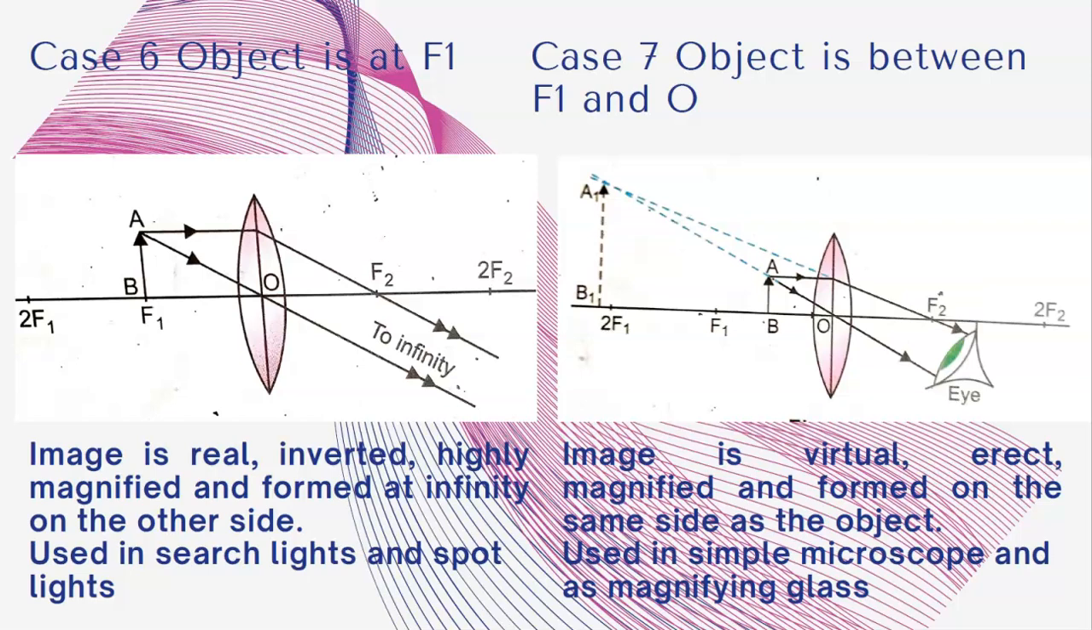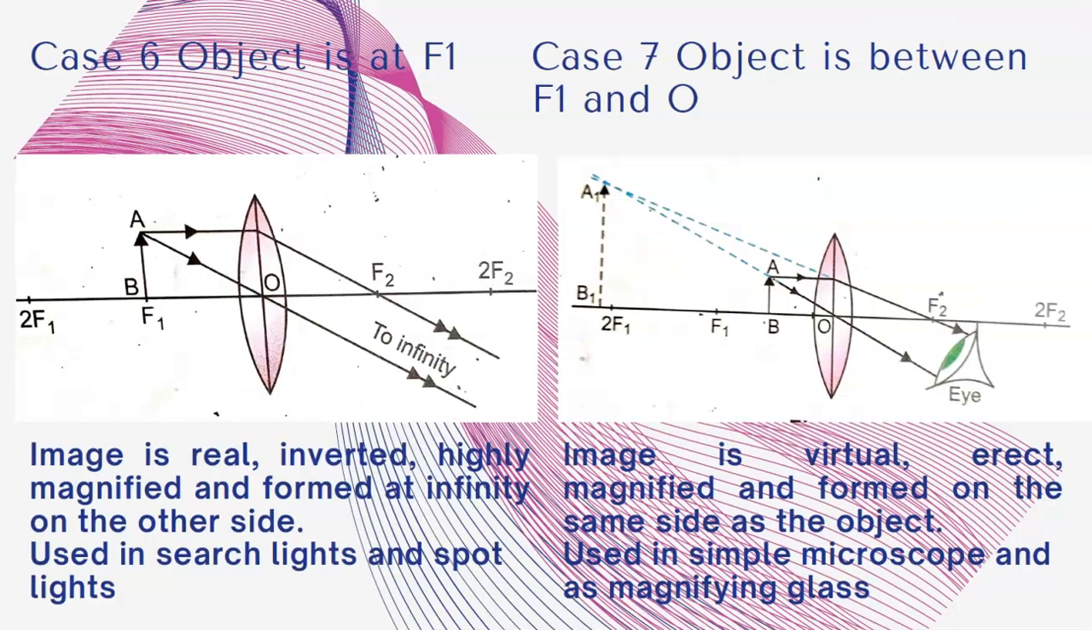Next case, case 6. Now the object is coming closer, still closer, and it is exactly at F1. As you can see, we place the object at F1. One ray of light from the head of the object hits the lens and it passes through F2 like so. Another ray of light goes straight through O, and as you can see, when you draw the diagram, both the rays are going to be parallel to each other.